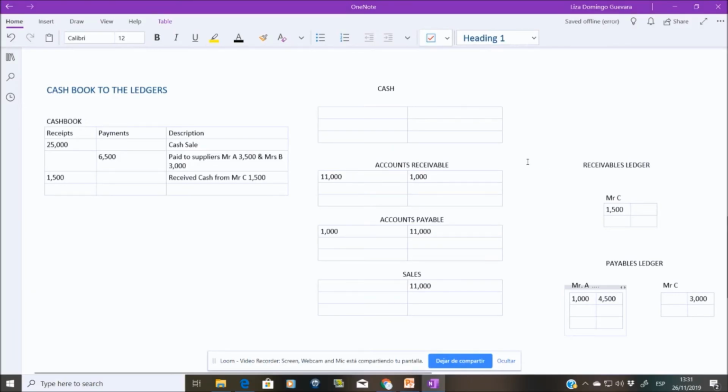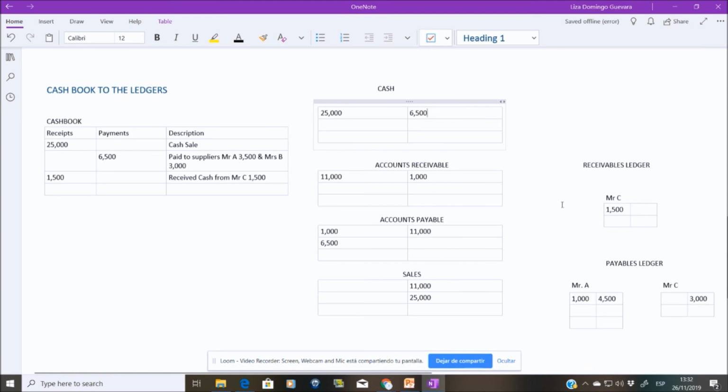Say that we found the following transactions in our cash book: a cash sale of 25,000, payment to suppliers of 6,500, a cash receipt from customer of 1,500. So let's start recording the cash sale. We'll debit cash of 25,000 and credit sales of 25,000. Next, payment to suppliers. We'll debit the accounts payable of 6,500 and credit cash of 6,500.